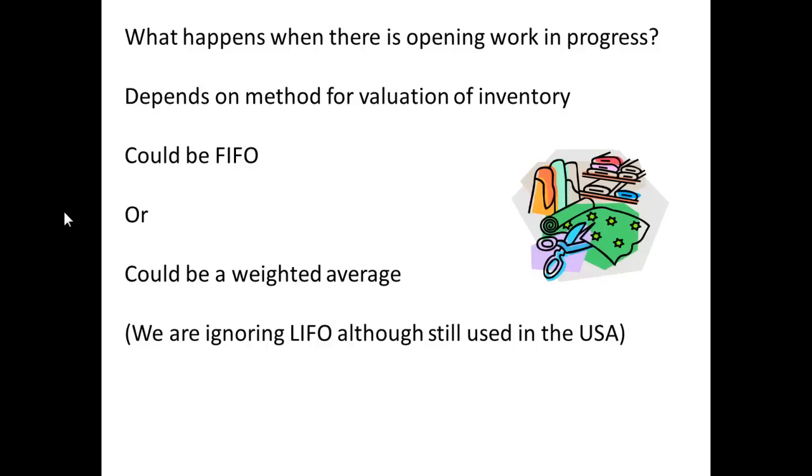So, what happens when there's opening work in progress? Well, that depends on how you're valuing the inventory. So it could be done by FIFO, or it could be done by a weighted average. I'm ignoring LIFO here. I know it's still in use in the USA, but this is for a UK program.